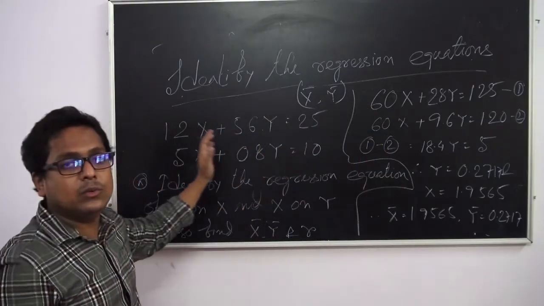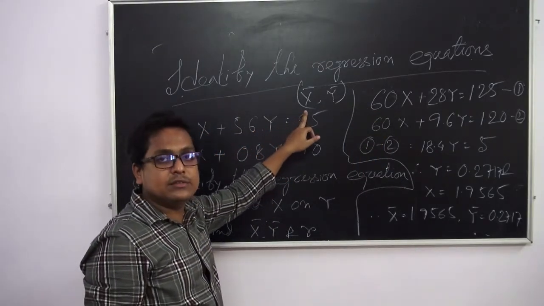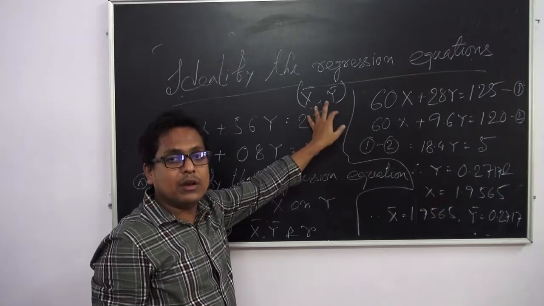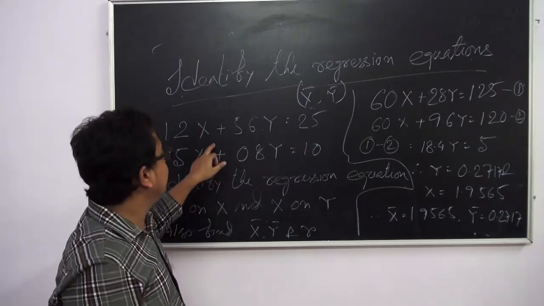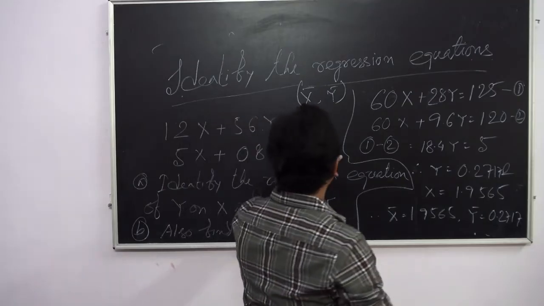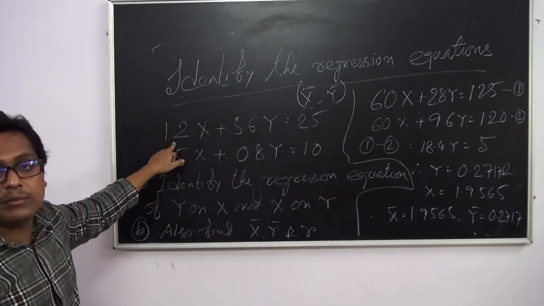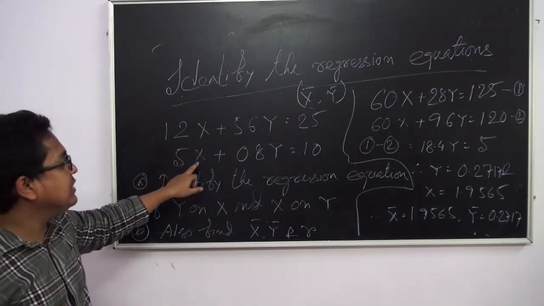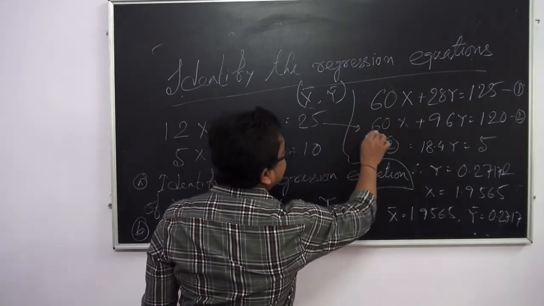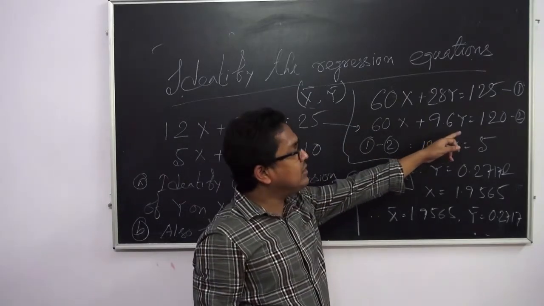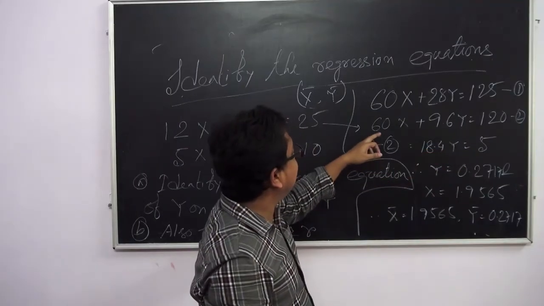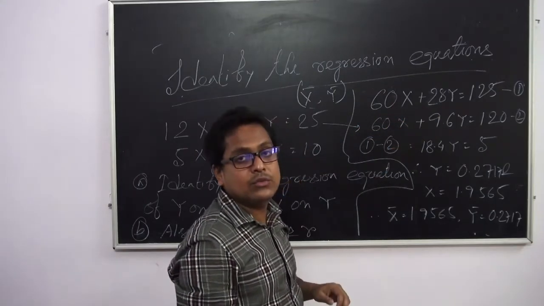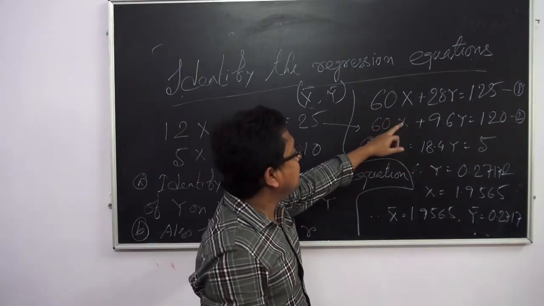The two regression equations pass through the point x bar and y bar. So for getting x bar and y bar, we can solve these two equations. So see, if we solve these two equations, the first equation we have to multiply by 5 and the second equation we have to multiply by 12. If we multiply them, we will get 60x plus 9.6y is equal to 120, and another one is 60x plus 28y is equal to 125. Suppose this is equation 1 and this is equation 2.